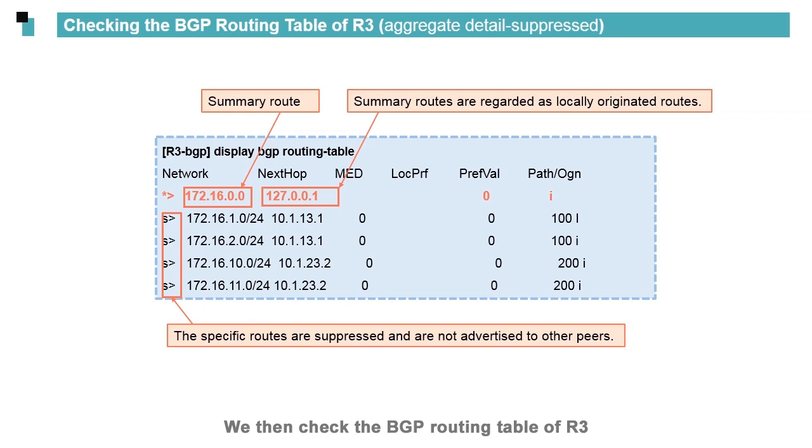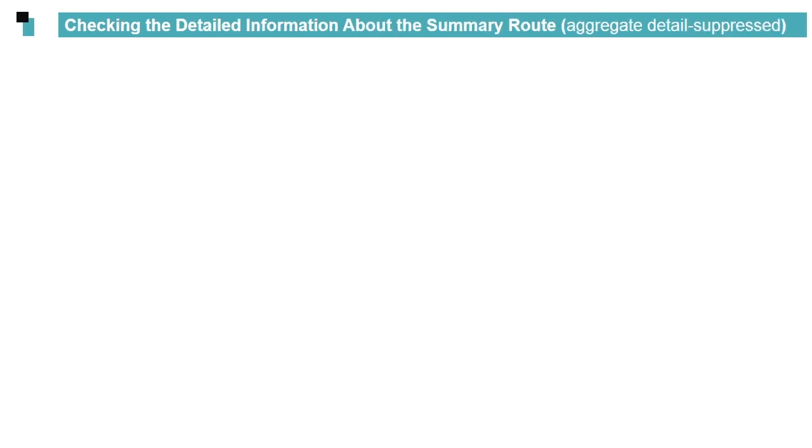We then check the BGP routing table of R3. As shown in the command output, the summary route is marked with the asterisk and right angle bracket, indicating that the route is valid and optimal. The 4 specific routes are marked with an S, indicating that the routes are suppressed.